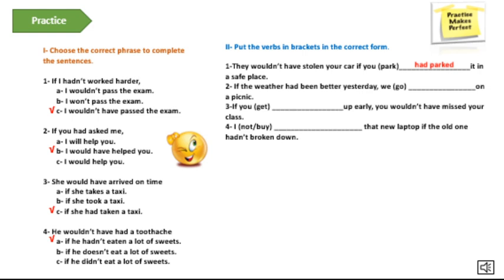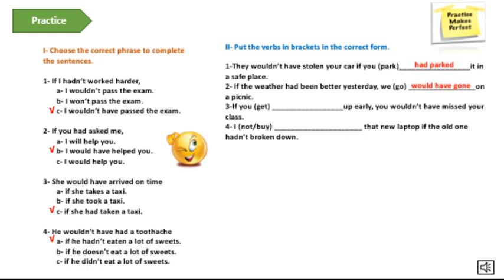Second, if the weather had been better yesterday, we go on a picnic. If the weather had been better yesterday. So if clause had been, past perfect simple. Now what about the result clause of the conditional type 3? How do we put the verb in the result clause or in the main clause? Do we use will? No. Do we use can? No. So what do we use instead? We say we would have gone. If the weather had been better yesterday, we would have gone on a picnic.